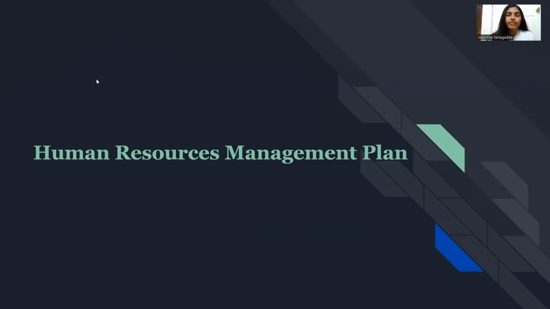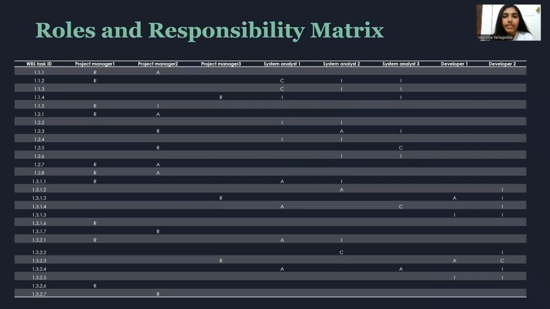Okay. Hello everyone, this is Vanisha. So now coming to the human resources management plan, we have a roles and responsibility matrix where we define the level of responsibility that each person will have for each activity or task. So here we can see the project manager one has R, which means he's responsible, A for approval, C for consult, I for inform.